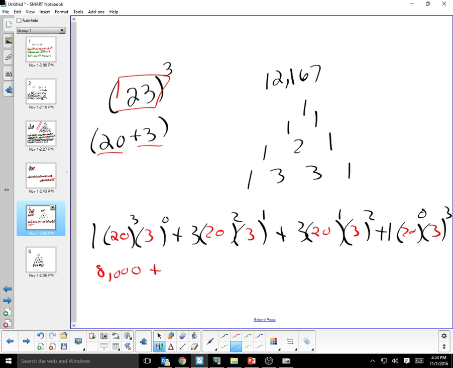So let's go. This is 3 times 3, which is 9. So I'm going to do 9 times 20 to the second, 3,600. We're at 12,000. Wait, that's 9 times 20, 27 times 20. That's 11,000. Let's finish this up.